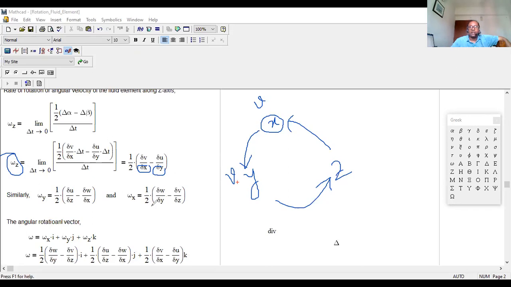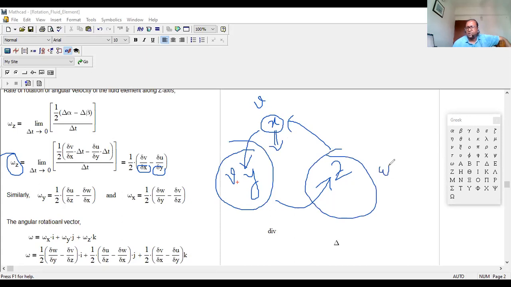Similarly, if you look at x, you are taking rotation in the x, then you have to consider this y and this z. Okay, velocity w along z-axis. So you take formula half, that means you are taking average. You are trying x-axis, right? So after x, you get y. So you take del y.